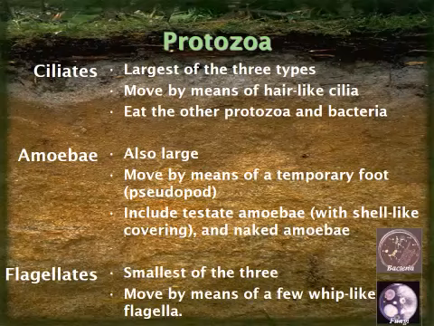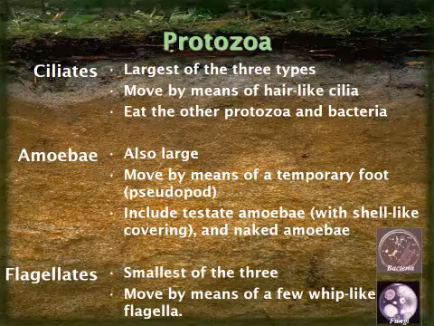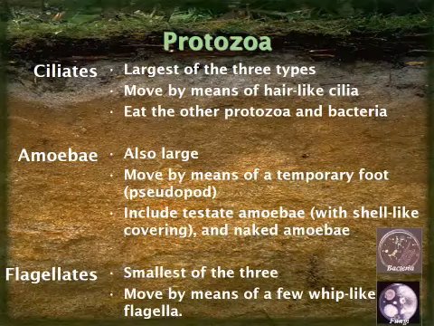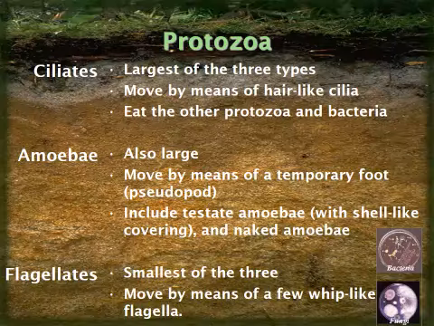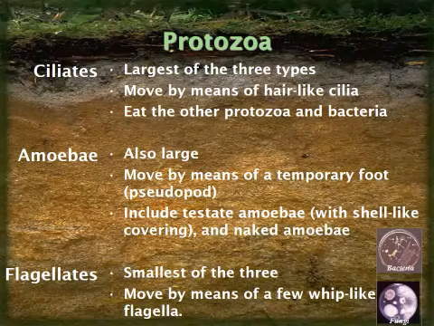Let's talk about protozoa for a minute. There's three different types in the soil. There's ciliates, there's amoebas, and flagellates. The way these things are classified generally is by their size and how they move around. A ciliate is a larger type of protozoa, and they have a hair-like structure called cilia, and that's how they move around. These guys tend to eat other protozoa and bacteria.